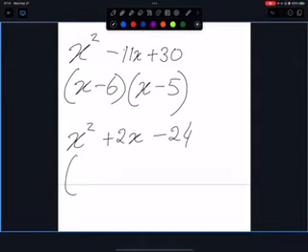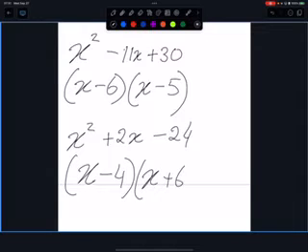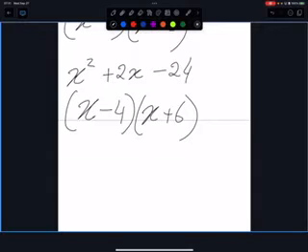Yes, so the answer. Is it x minus 4 and x plus 6? Correct. Which one is correct? Doesn't matter. It's like saying 4 multiplied by 3 is exactly the same as 3 multiplied by 4. It's the same thing. No, doesn't matter.